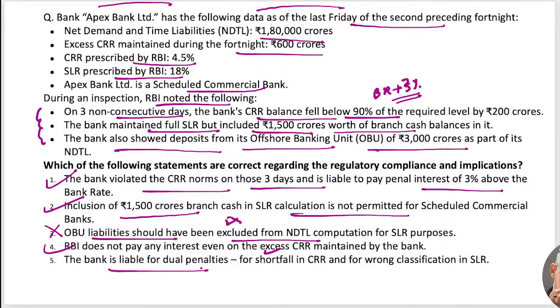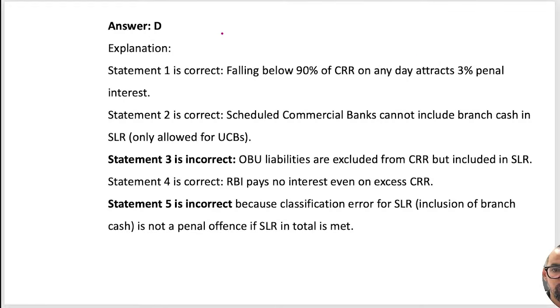Bank is liable for dual penalties, for the shortfall in CRR and for wrong classification. No, for wrong classification as such, there is no monetary penalty, right? So this should be wrong. Yes, this, they'll be eligible. So 1, 2, and 4, and we do not have that option. Where do you find this? For the previous question, so it is 1, 2, and 4.